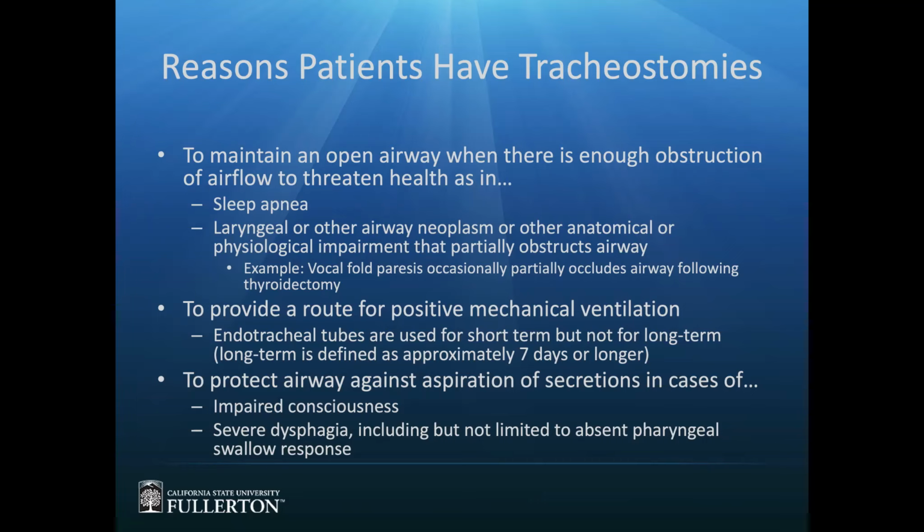And then the final reason, and a more common one than the first of those, is to protect the airway against aspiration of secretions or of things that might be eaten or drunk. Now, why would somebody have this kind of a problem? Because they have impaired consciousness. Somebody who's in a significant coma would need to be protected against their own aspiration of secretions or against prandial aspiration. And also somebody might have severe dysphagia, including, but not limited to, persons who have an absent pharyngeal swallow response. They may need that tracheostomy.